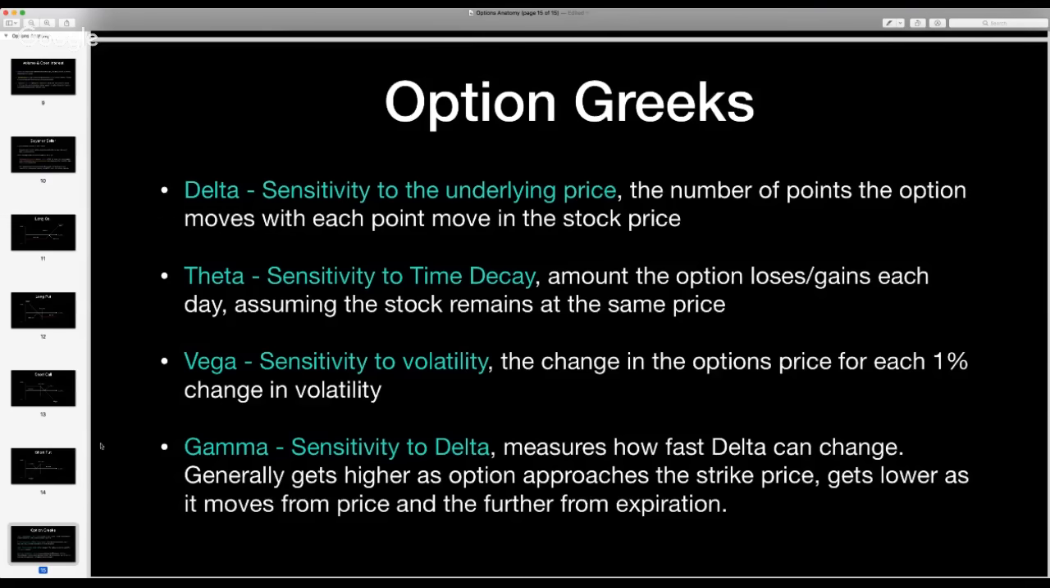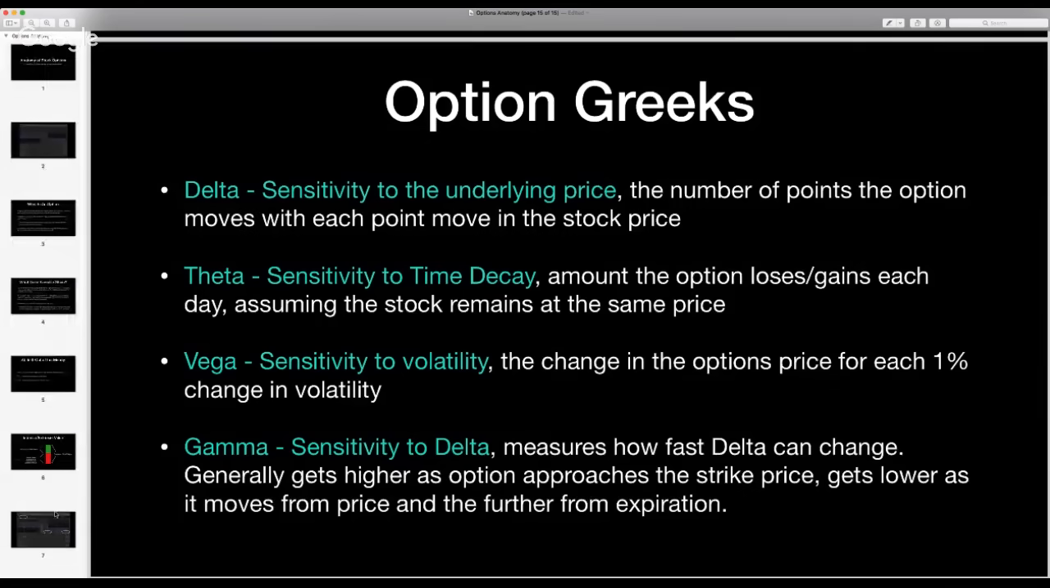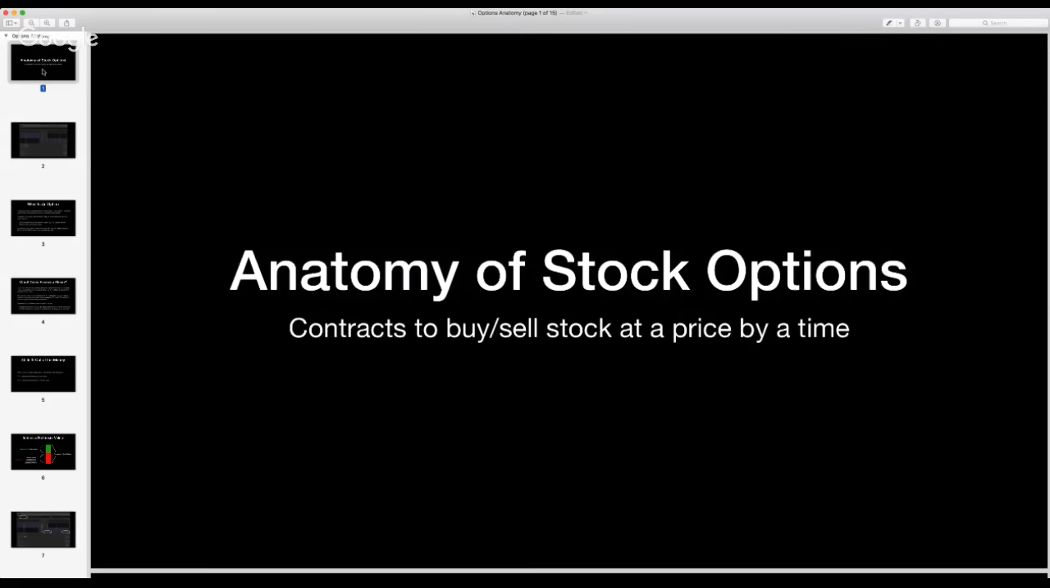All right? So there's everything that you need to know, at least for now, about options. So again, this was the anatomy of stock options. I'll make this presentation available to you. I'm going to put it into the trade room, so this will be part of the ongoing series that I put up there. And by this weekend, I'll have that all settled out and everything.